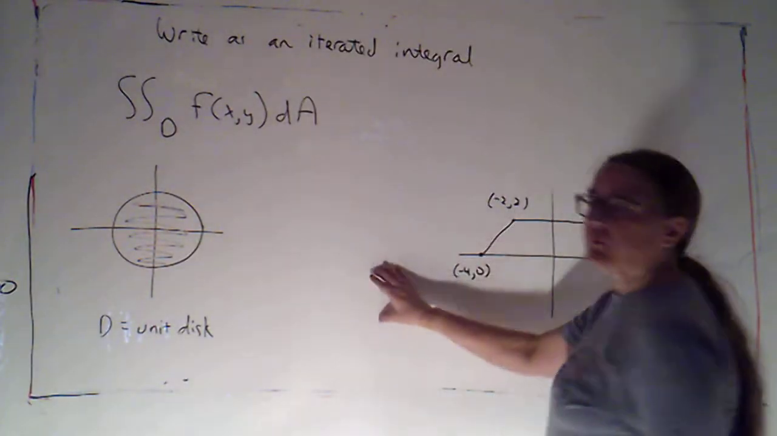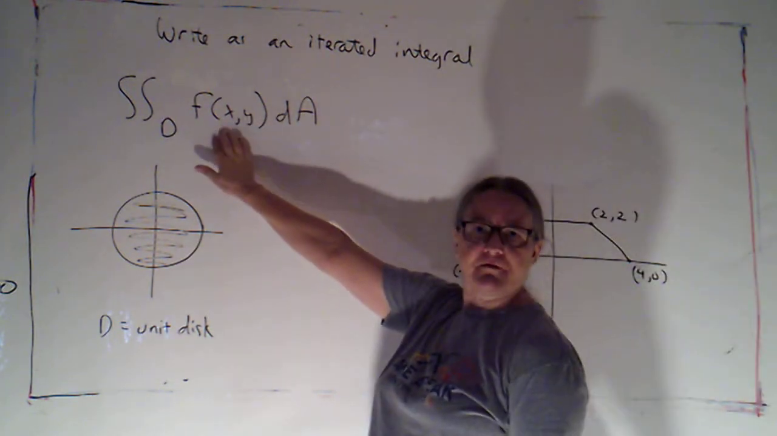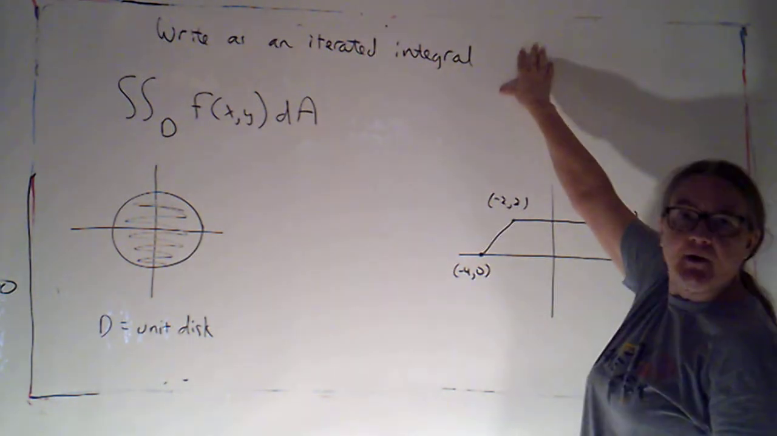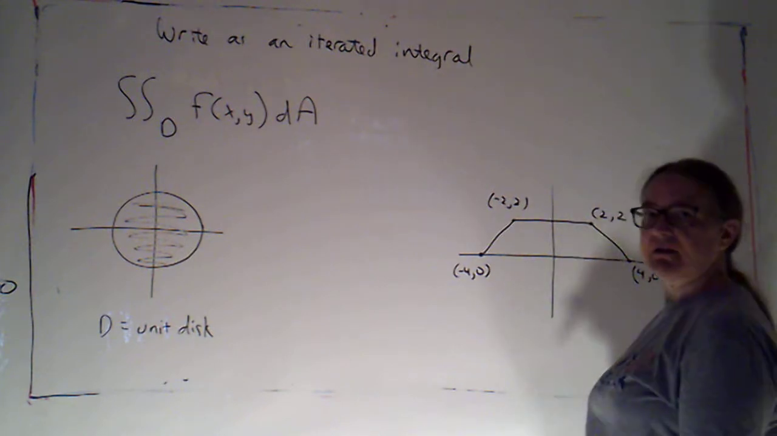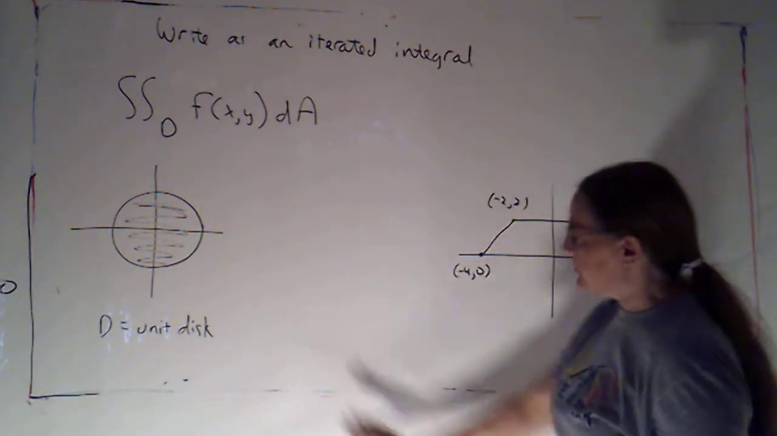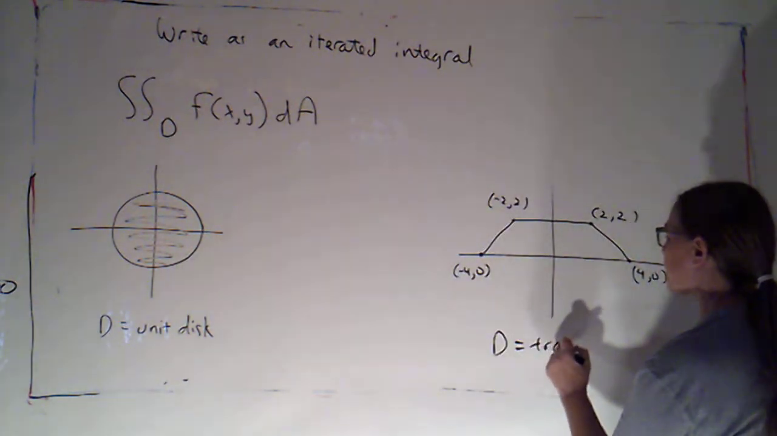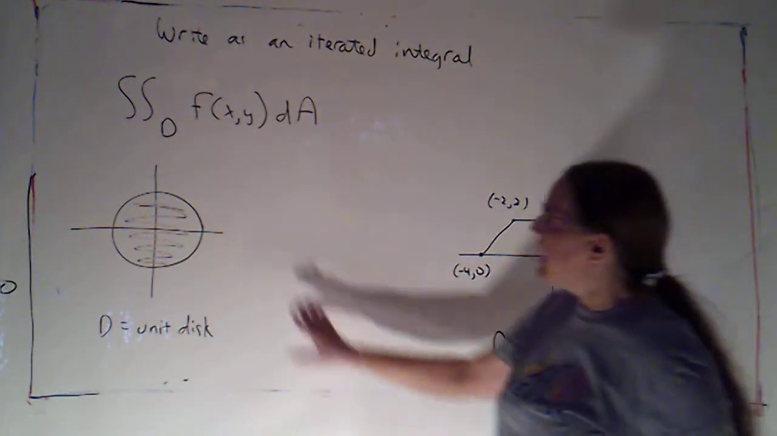Got two problems up here. In both cases, we're not asked to actually evaluate an integral because I'm not giving you a formula for the integrand. In both cases, I just want to write it as an iterated integral. So I want to set this up with individual limits of integration for x and for y. I'm going to do this first for D being the unit disk, and then second for D being this trapezoidal region. Okay.